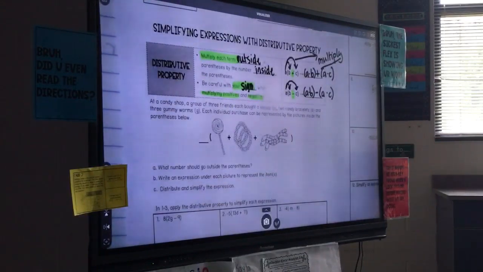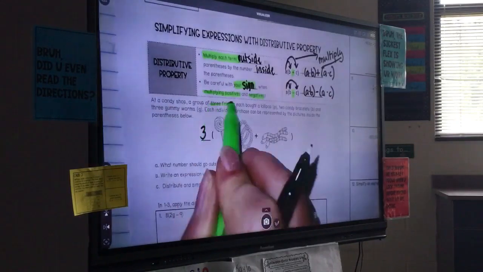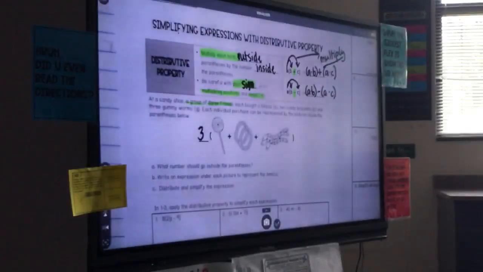All right, we're gonna read the scenario for the pictures of the candy, and then we're gonna do A, B, and C together. So it says, at a candy shop, a group of friends bought a lollipop, 2 candy bracelets, and 3 gummy worms. Each individual purchase can be represented by the pictures inside the parentheses below. So A, it says what number should go outside the parentheses. So what number do you guys think goes outside of the parentheses that's around the candy? Soraya. 3. Why? Because there's 3 people and you're splitting it between different. Right, because it tells us right there it's a group of 3 friends.